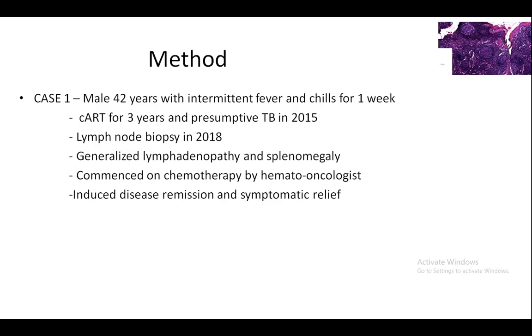So at the time of presentation, he still had generalized lymphadenopathy and he had splenomegaly. A repeat biopsy was done, and that showed what I will show later, this onion skin architecture, which is consistent with Castleman's disease. Immunohistochemical staining was done, and it confirmed that it was HHV8 positive Castleman's disease. So he was referred to the hematologist and put on chemotherapy. This has induced disease remission and symptomatic relief, and he hasn't had any recurrence up to now.